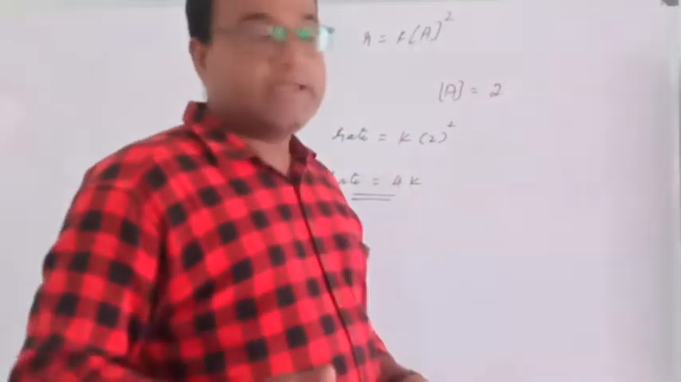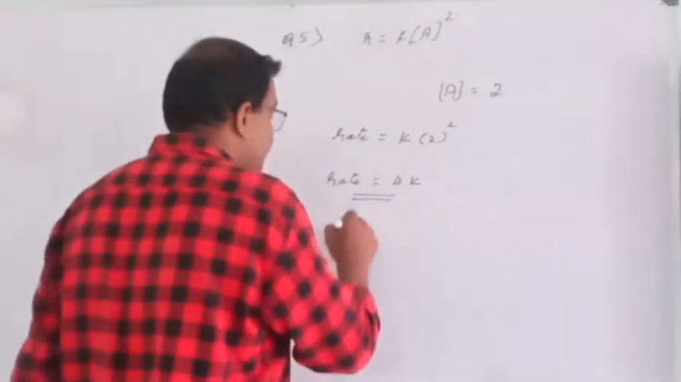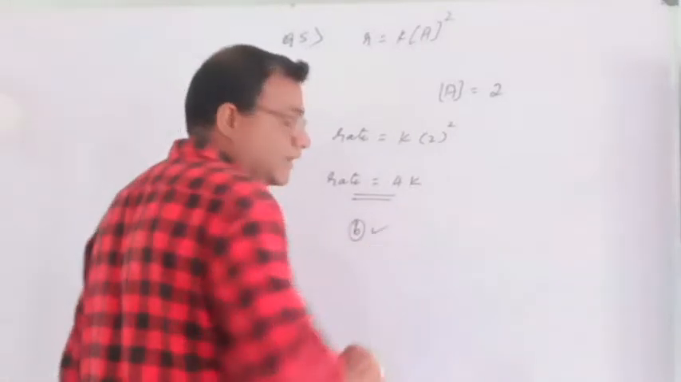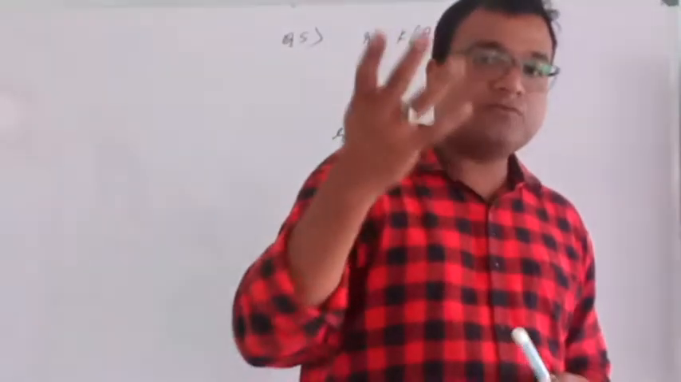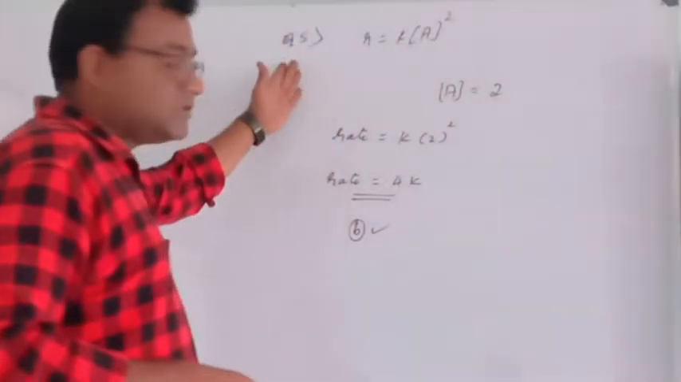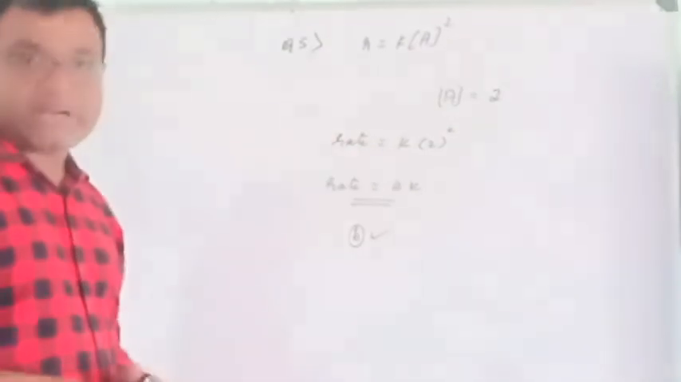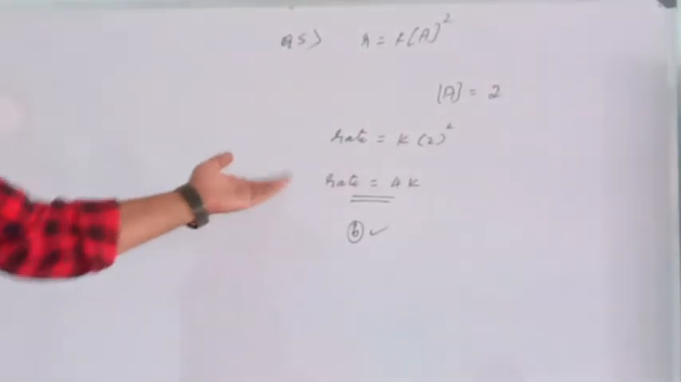4 times increases, so straightforward, quadruple. So option B is the correct option. Quadruple means 4 times increases. Okay, this is question number 5. Direct, straightforward question. You can write down option B is the correct option.